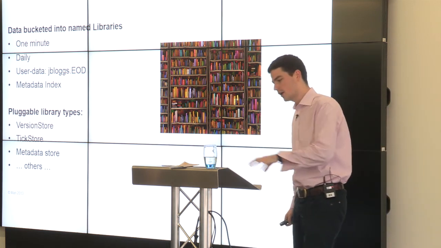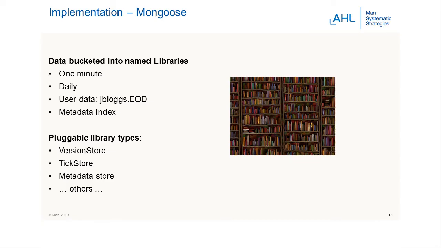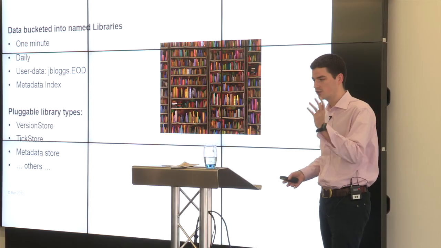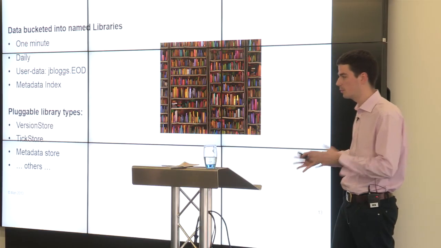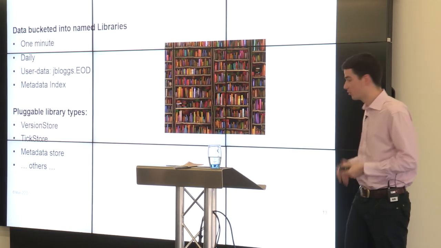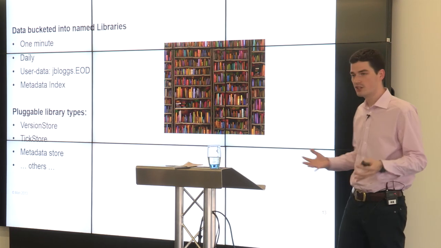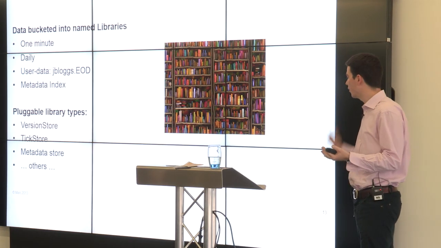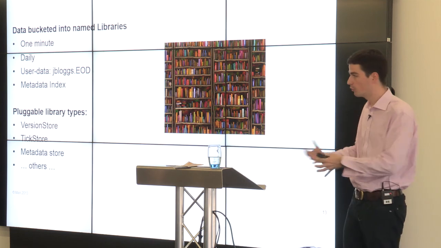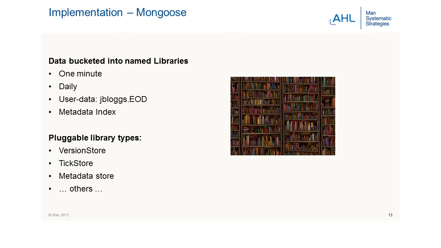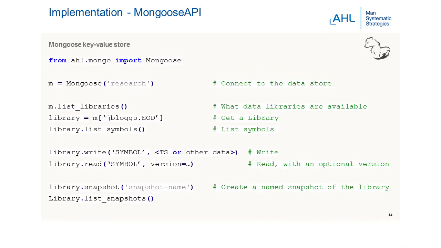So what did our API look like? Well, we kept the idea of libraries from once-a-day, end-of-day data, say, to 1-minute data, to user data. Joe Bloggs has some data they want to store. They've done some manipulation in Python, and they want to store it back so they can share it with another researcher. We also have metadata, symbology mappings, being able to query things by more than one name, the Bloomberg ticker or the Reuters code. So we had the concept of pluggable library types, which are just Python classes at the end of the day.